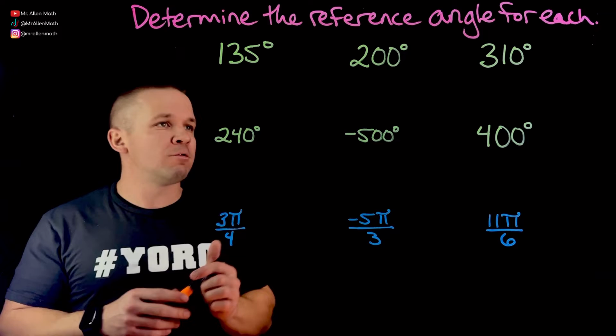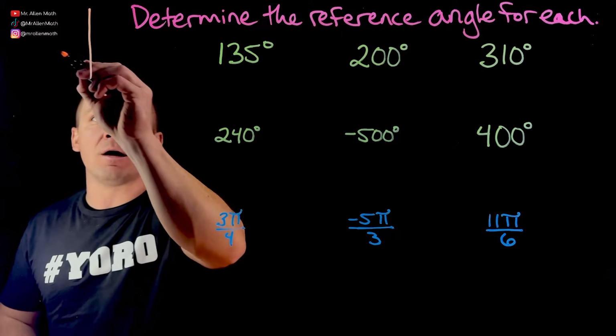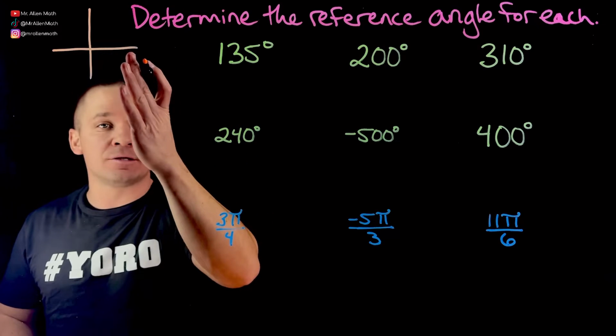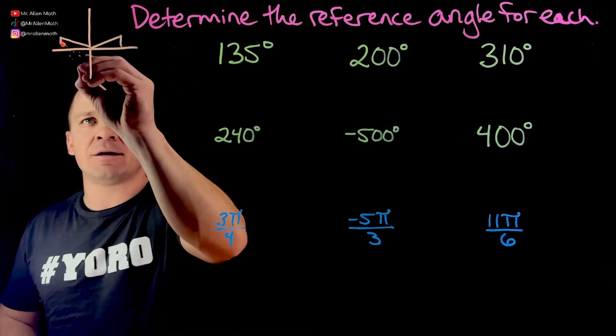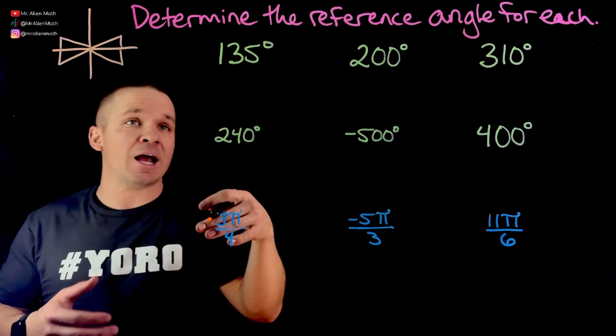All right, determine the reference angle for each. So reference angle is just how far away we are from this x-axis here. Never the y-axis, just the x-axis. And generally we can think of it as almost like a bow tie type shape based on where my terminal side of the angle is.